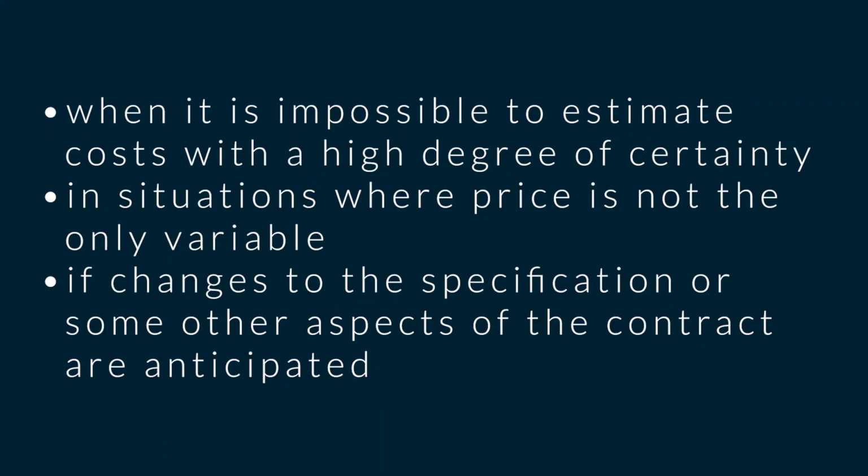Now, regarding when not to use these. They don't make sense when it is impossible to estimate cost with a high degree of certainty, or in situations where price is not the only variable. For example, the specification and service levels may be negotiable variables. Also if changes to the specification or some other aspect of the contract are anticipated. In that case, we're not going to go with competitive bidding.